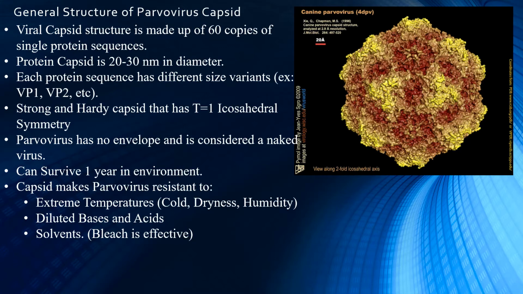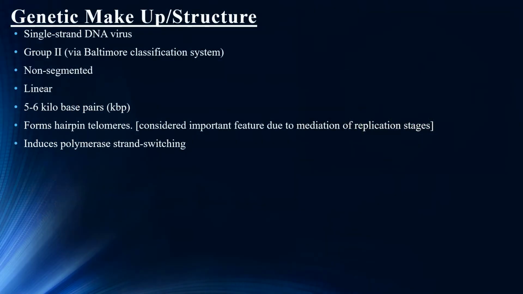There was a study done that showed that bleach seems to be the only way to effectively kill it off a surface. So the genetic makeup of its structure is that it's a single-strand DNA virus. Based off the Baltimore classification system that we learned in class, it's a group 2 virus. It's non-segmented, it's linear, 5 to 6 kilobase pairs.